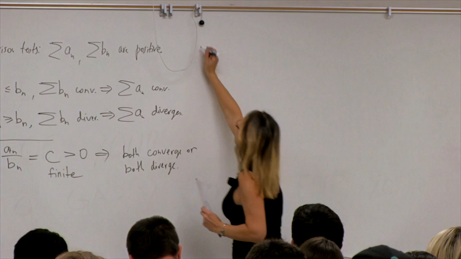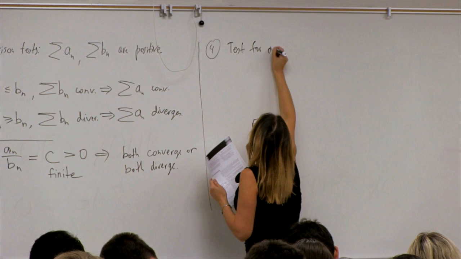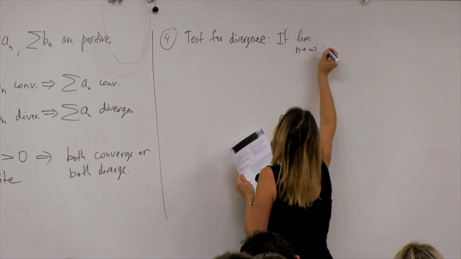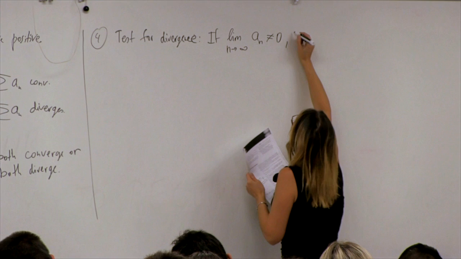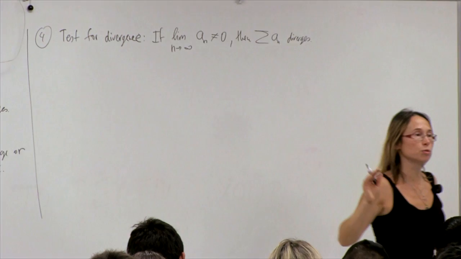Number four is a test for divergence. This is the easiest one. Test for divergence. So if the terms don't go to zero, then the series for sure diverges. If they go to zero, then we don't know. Okay, but if they don't go to zero, then for sure we can stop. Let's say it diverges.